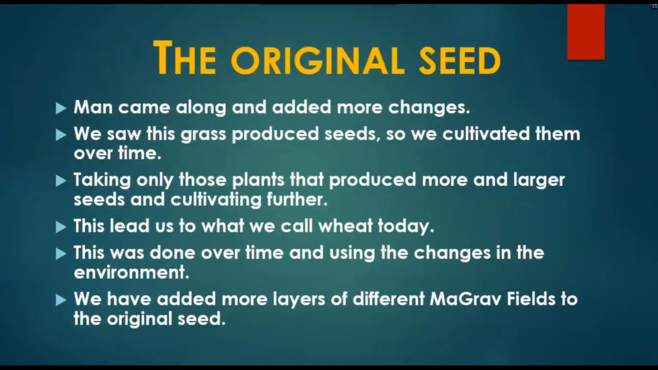And then we came along and we started adding more changes. We saw that the grass produced its seeds, so we started cultivating them over time. We've done that by taking only those plants that produce more and larger seeds or fruits, and then we just cultivate that type of plant. So again, we've been trying to develop different plants.